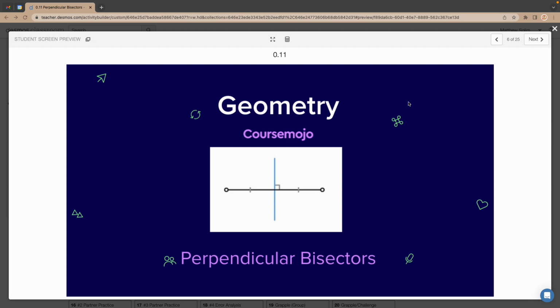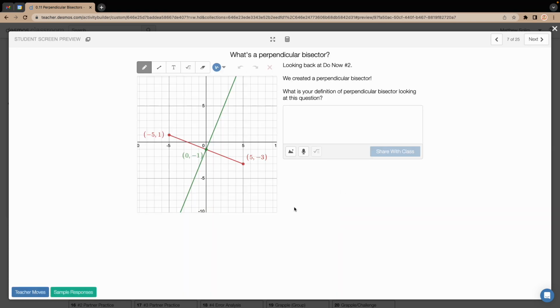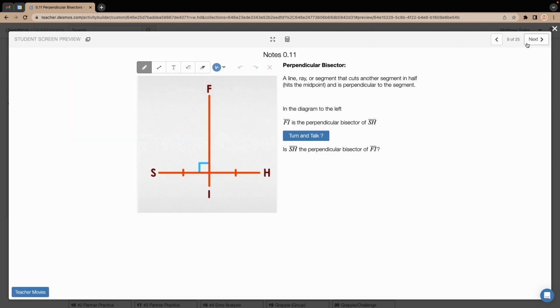Talks about perpendicular bisectors. And this combines two ideas that we've talked about previously, midpoints and perpendicular lines. So let's jump in, see how this looks. So on the do now, we had to make a line through this point (0, 1), and this is actually a perpendicular bisector. So let's talk about why that is.